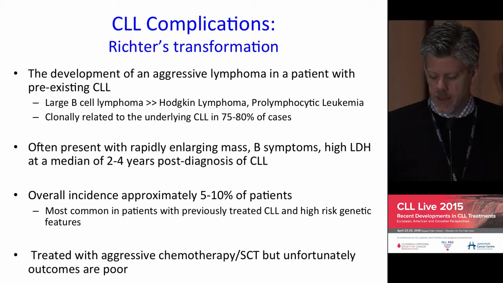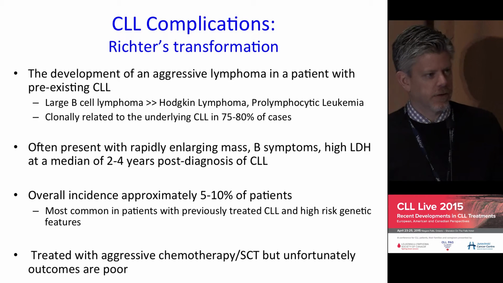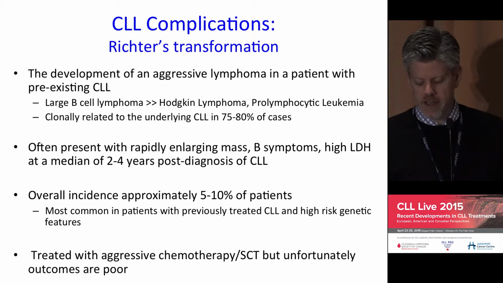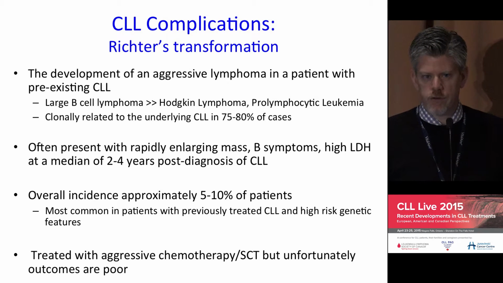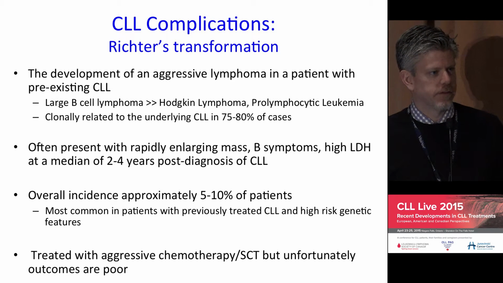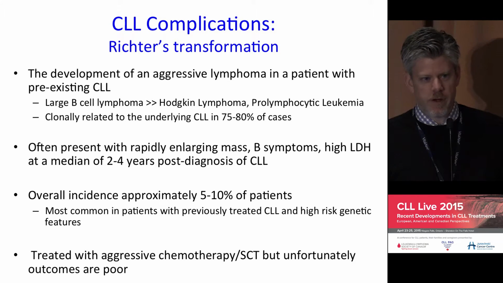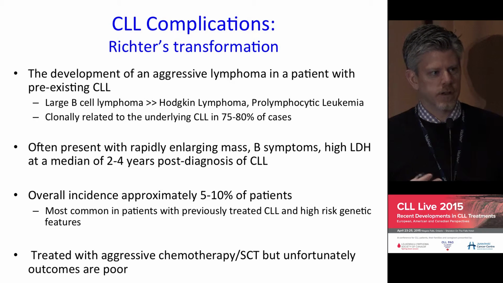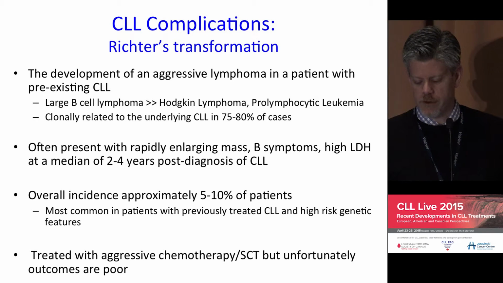Sorry about that. So moving through additional, if you like, disease-related complications, Richter's transformation is the development of a more aggressive lymphoma in patients with CLL. It's very often what's called a large cell non-Hodgkin lymphoma, diffuse large B-cell lymphoma. Occasionally other histologies can be present, much more rarely. And it's usually clonally related to the underlying CLL.